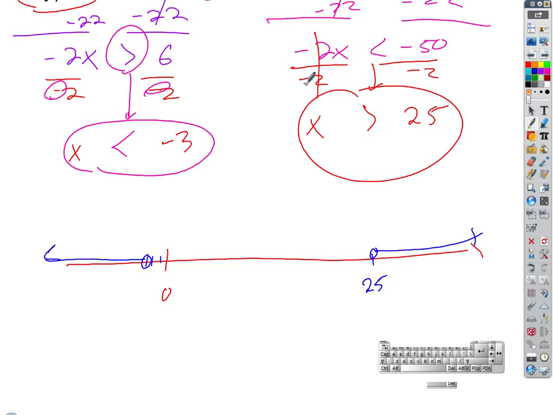Because I divided by a negative. If you multiply or divide both sides of an inequality by a negative number, then you got to reverse the inequality. Otherwise, you don't. You just leave it alone. Leave it alone. Yep. Okay. We good? You want to try this? Okay.